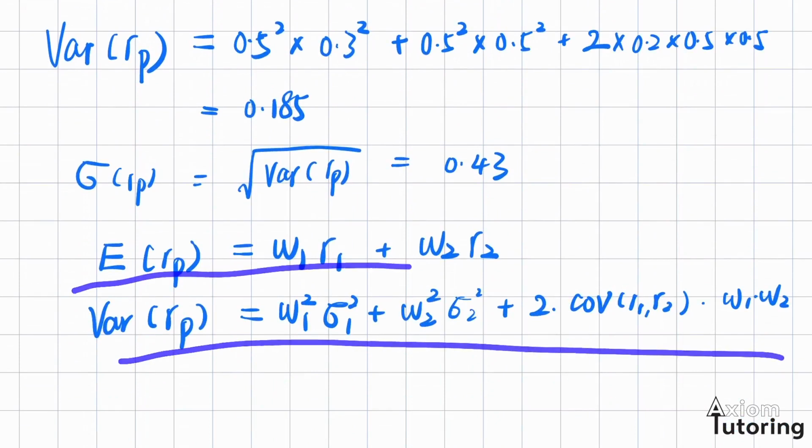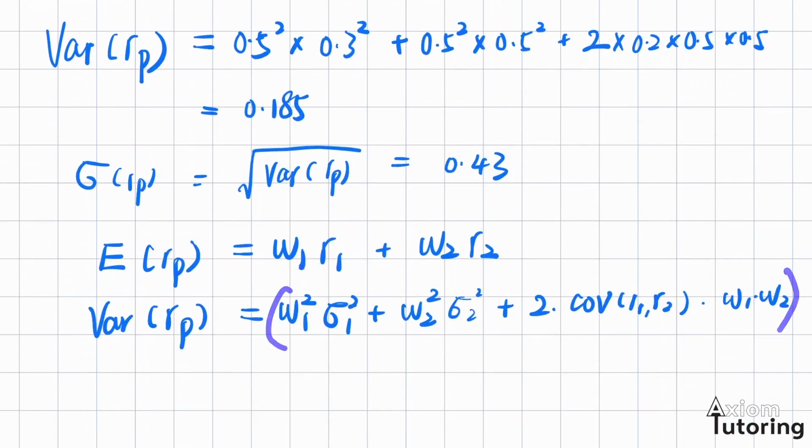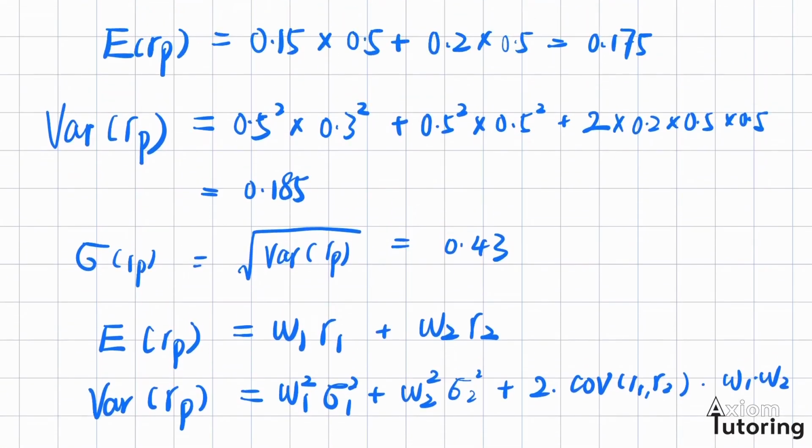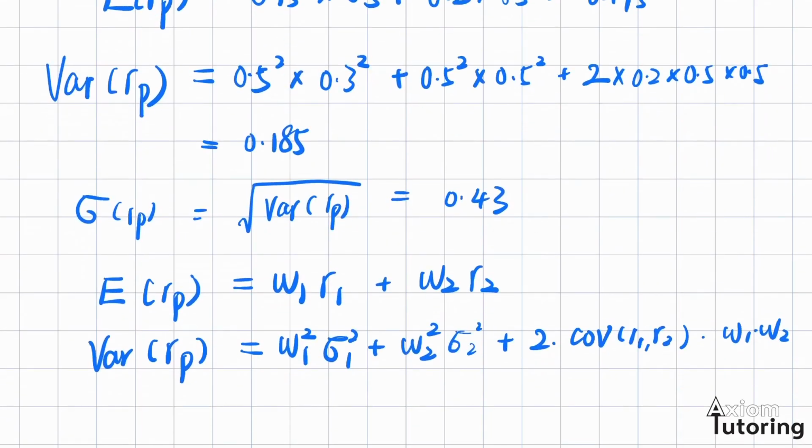Notice how this looks like completing the square, or expanding the square of (a plus b) to the power of 2. This is how you calculate the portfolio return and portfolio variance. So if you need a standard deviation, you simply take the square root of the variance.